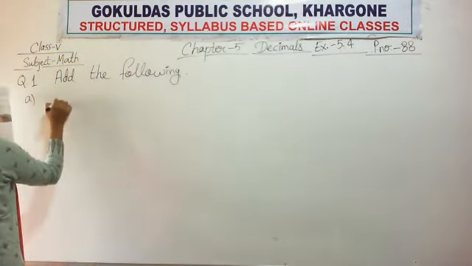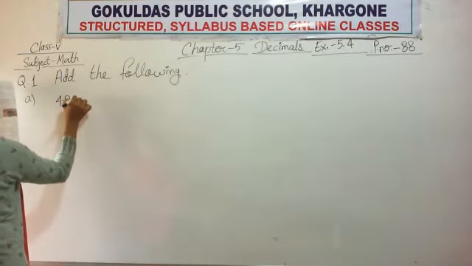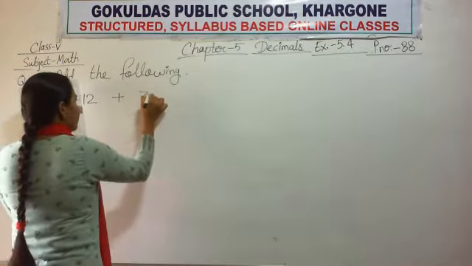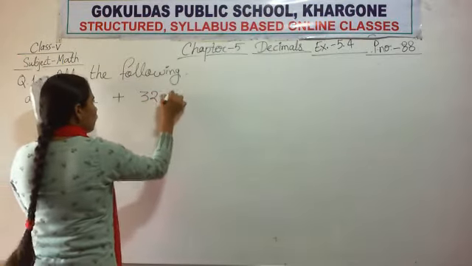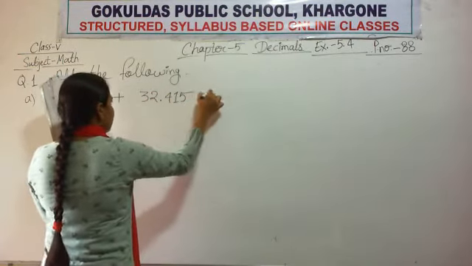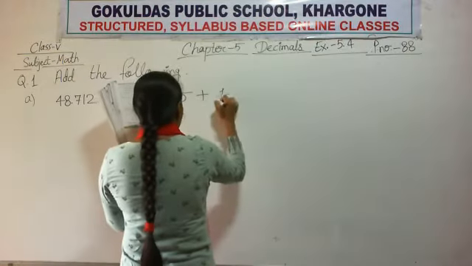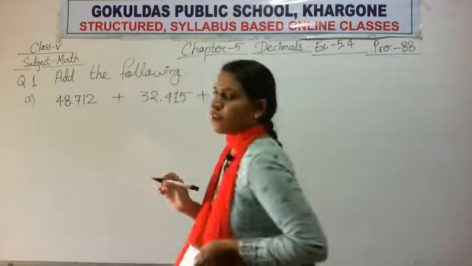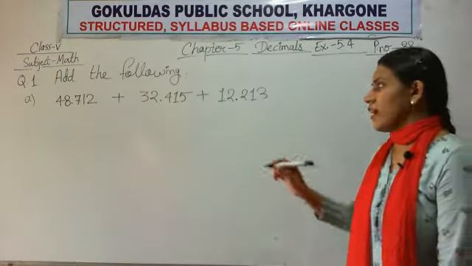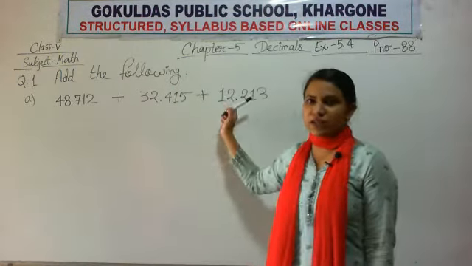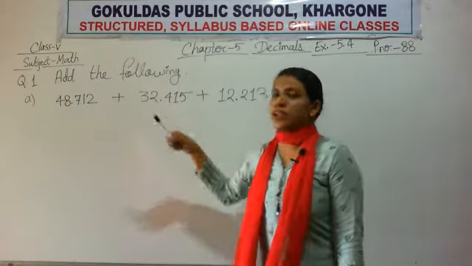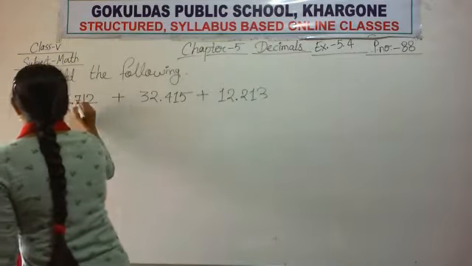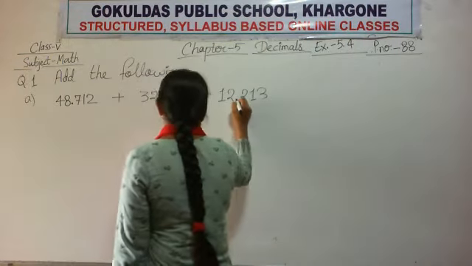Part A, given numbers are 48.712 plus 32.415 plus 12.213. Three numbers are given here, right? And all three numbers have a decimal point. It means they are decimal numbers, right? The given numbers have a decimal point. It means they are decimal numbers.